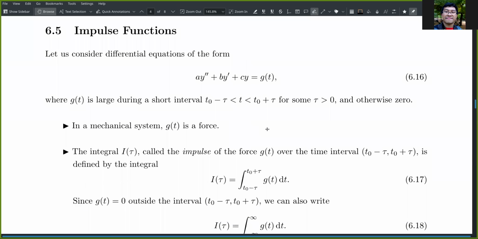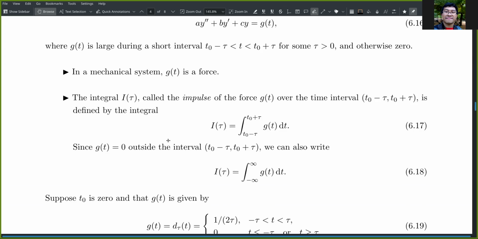Okay, let's proceed. Let's consider differential equations of this form where g(t) is large over a short interval between t naught minus tau and t naught plus tau for some tau greater than 0, and outside this interval the value of g is 0. In a mechanical system, g(t) is a force, and the integral I is called the impulse of the force over this time interval defined by this integral. Since g is 0 outside the interval, we can also write it over all values of t, that's just the same.